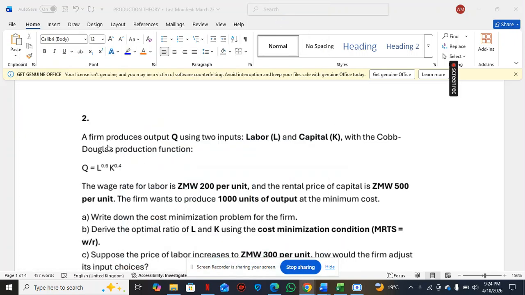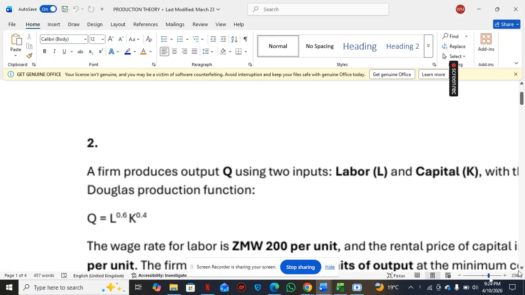Okay, so a firm produces output Q using two inputs, labor and capital, with a Cobb-Douglas production function. Q equals L to the power 0.6, K to the power 0.4. L is labor, K is capital.